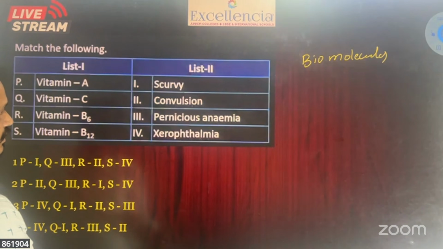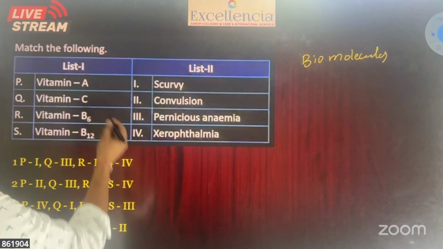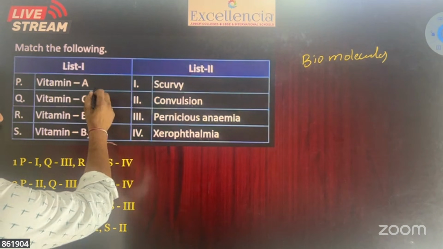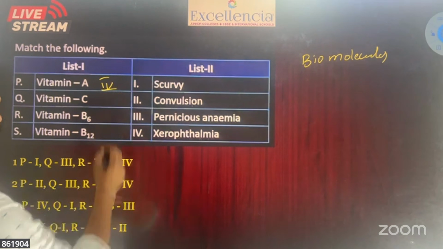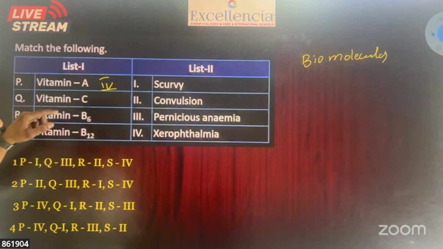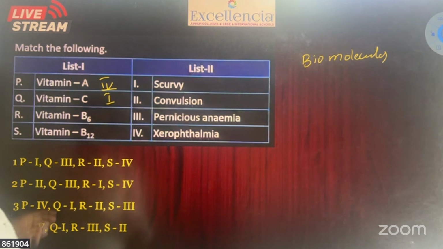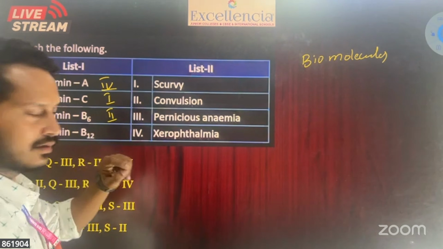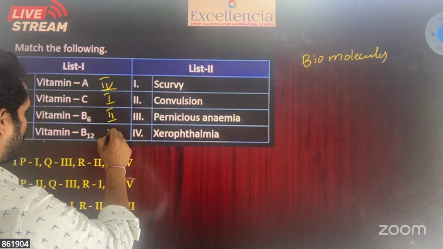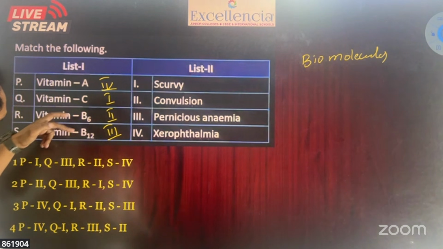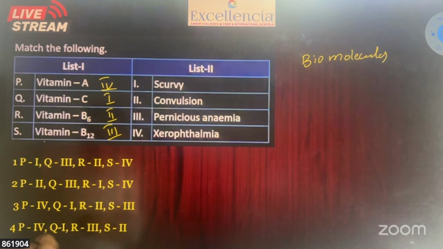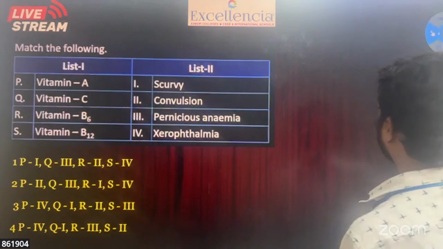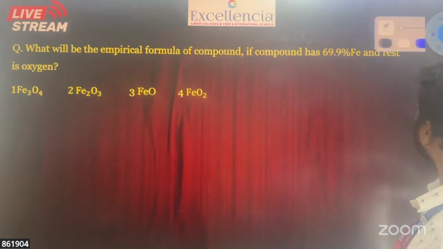Vitamin A is related to eye problems, matching with xerophthalmia; vitamin C with scurvy; vitamin B6 with convulsions; and vitamin B12 with this one. So the matching is 4, 1, 2, 3. In this, the third option matches with 4, 1, 3. So this is a very simple question, only memory based.